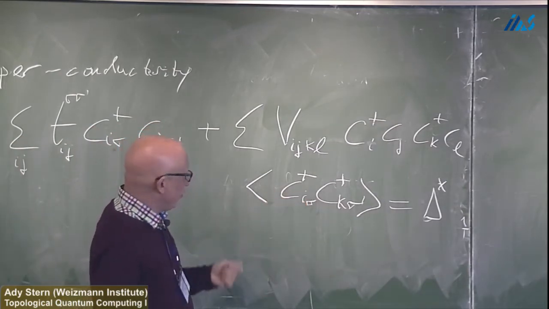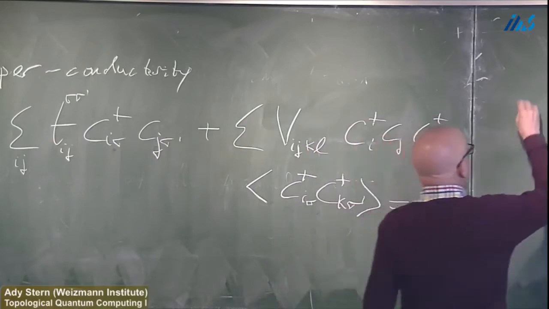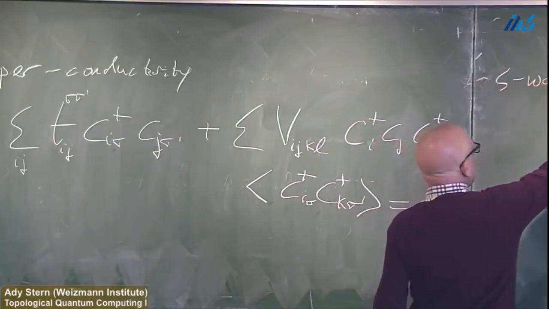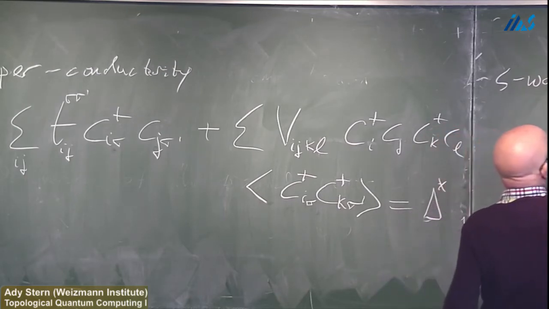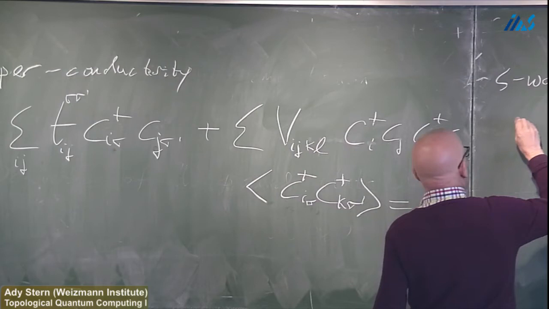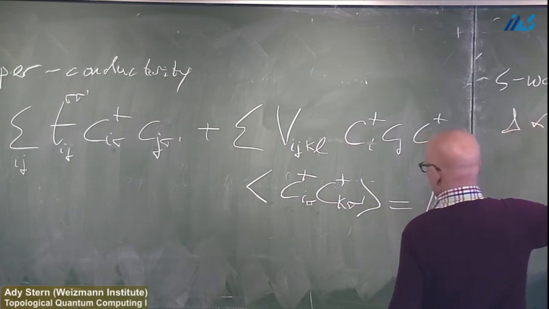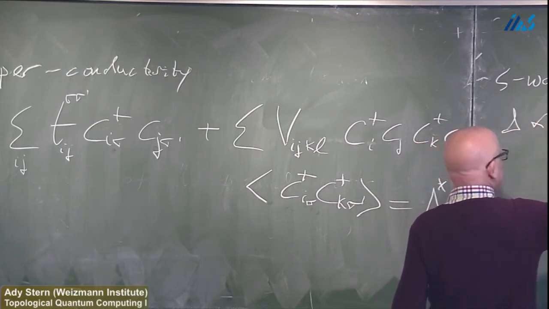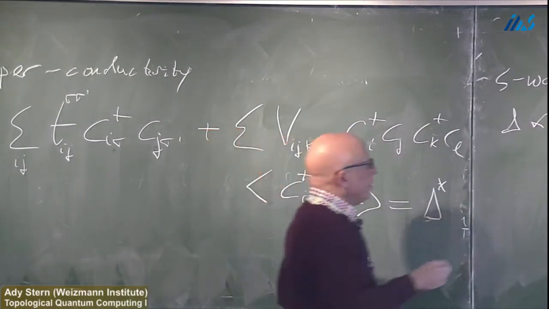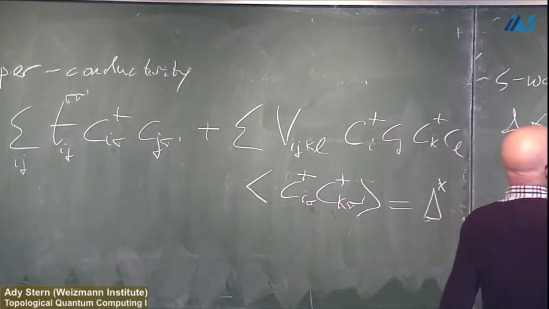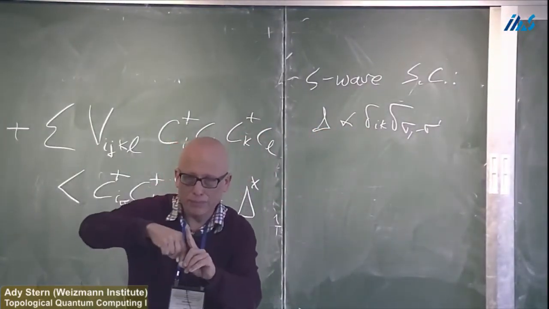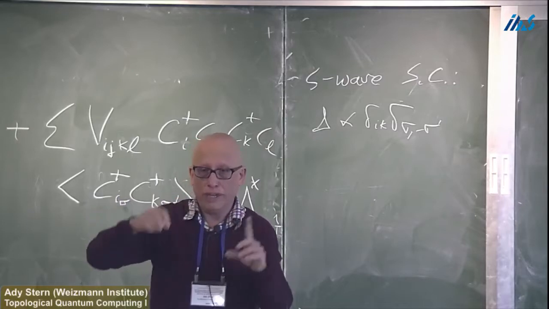Two cases are of interest here. One case, the most abundant one, is the S-wave superconductor. In an S-wave superconductor, delta is proportional to delta_ik. So the pairing takes place on the same site, and the delta function of sigma and minus sigma prime. So spin up and spin down on the same site form an order parameter.